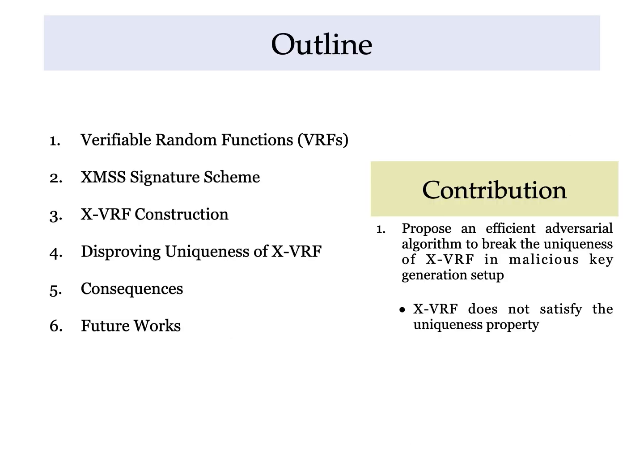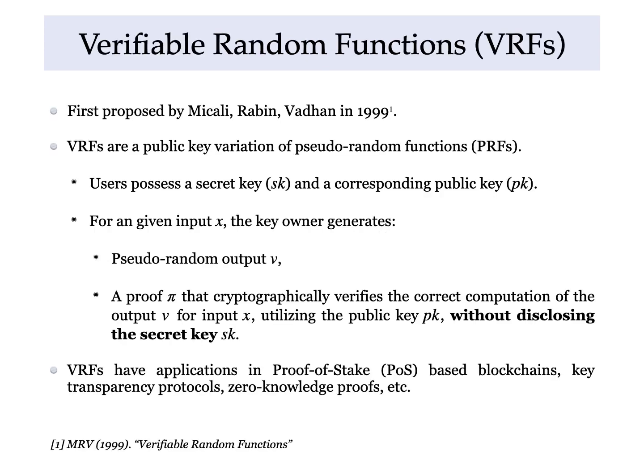So first, today I review the definition of verifiable random functions, then XMSS signatures, which are post-quantum hash-based signatures, and then I explain the X-VRF construction, which is based on XMSS, and it's a post-quantum verifiable random function. And then I present our main contribution in our paper, where we showed the flaw in the security of X-VRF, and we propose an efficient algorithm to break the uniqueness of X-VRF. And then I will discuss consequences and future work.